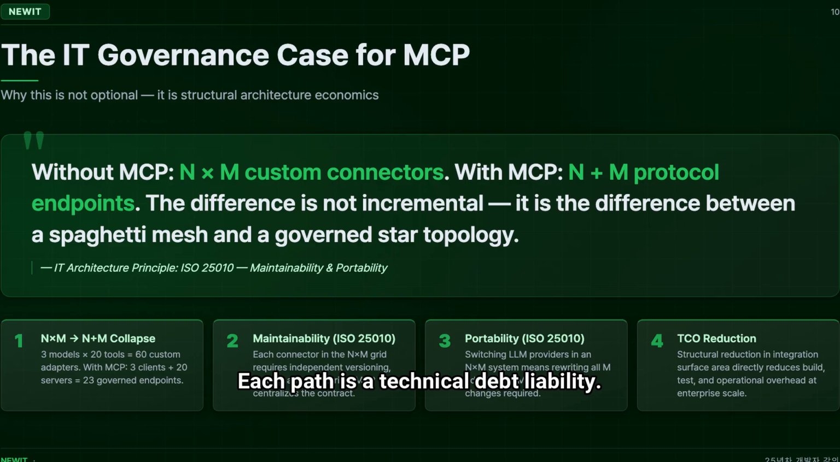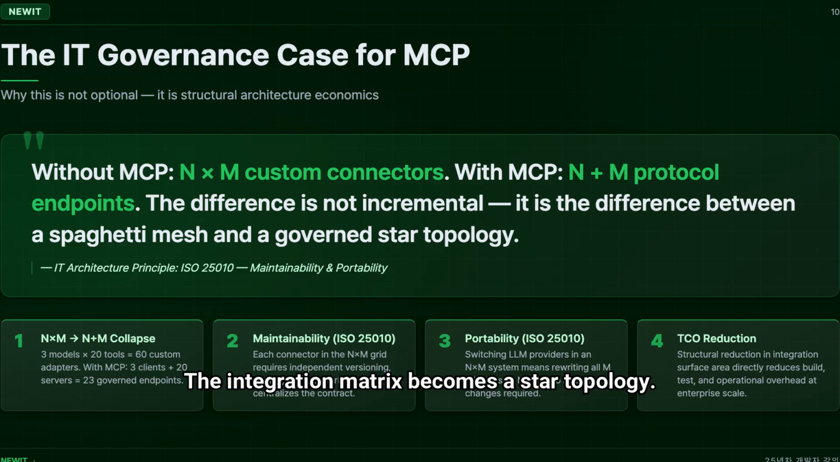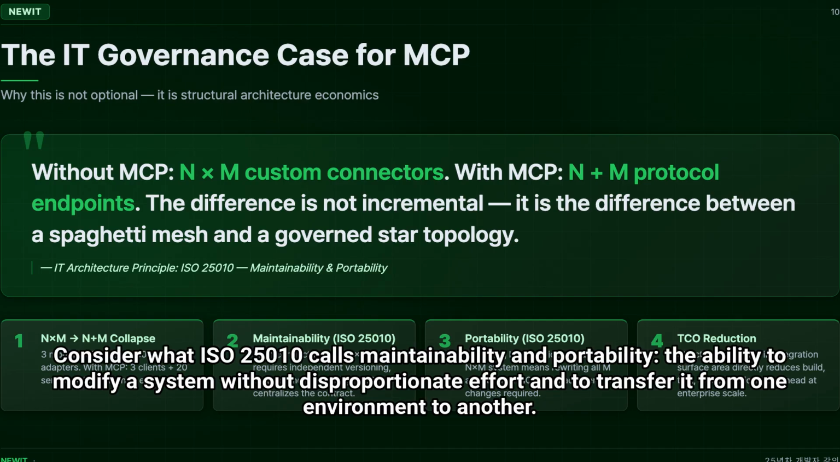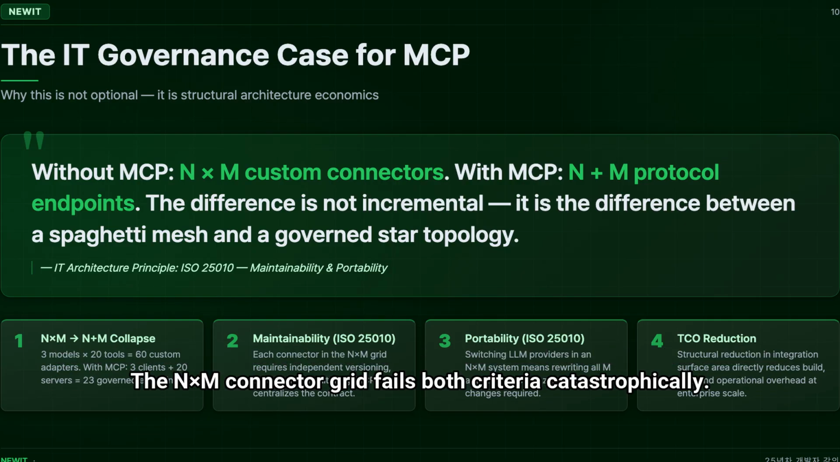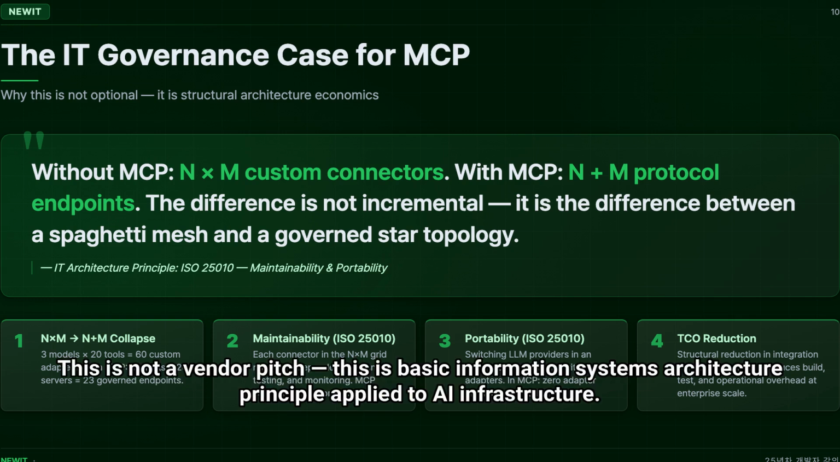With MCP, the architecture collapses to N plus M: 3 MCP-compatible clients plus 20 MCP-compliant servers. The integration matrix becomes a star topology. The total cost of ownership reduction is not marginal, it is structural. Consider what ISO 25010 calls maintainability and portability: the ability to modify a system without disproportionate effort and to transfer it from one environment to another. The N×M connector grid fails both criteria catastrophically. The MCP star topology satisfies both by design.